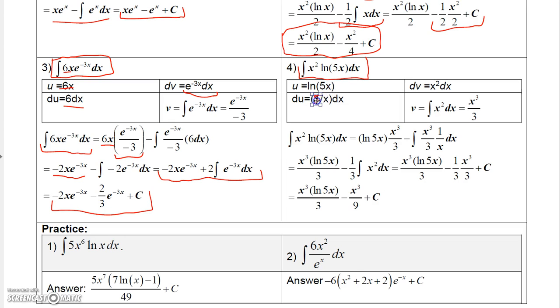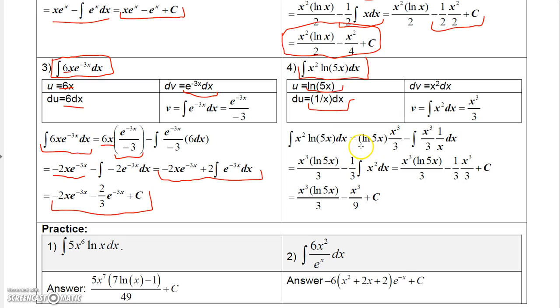Hang on just a second, that's not right. Okay, I had it right the first time, because if you took the derivative of this, you'd get 1 over 5x times the derivative of 5x, which is 5, so you'd have 5 over 5x, which is actually 1 over x dx. So that's right. All right, dv would be the rest of it, which is the x squared dx. And you know how to get v from that. Just integrate, and you get x cubed over 3.